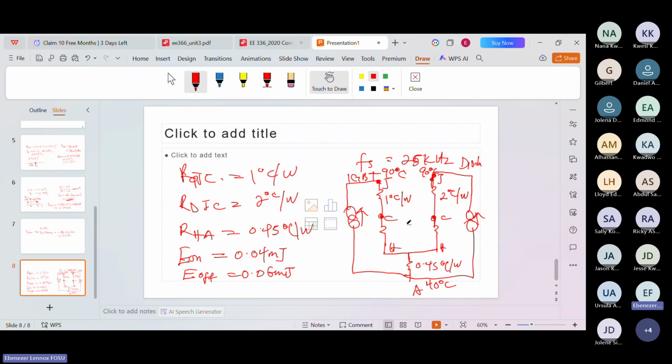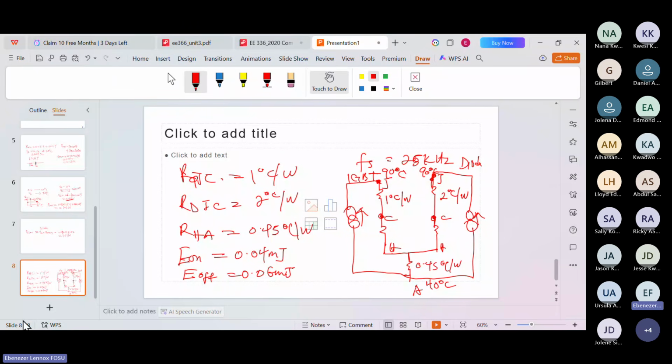So the next task is to calculate the total power loss in the IGBT and the total power loss in the diode. We know that we have three different power losses: the on-state power loss, the switching power loss, and the off-state power loss. In this example, nothing has been said about the off-state power loss, so we just forget about that one and focus on the on-state and the switching loss.